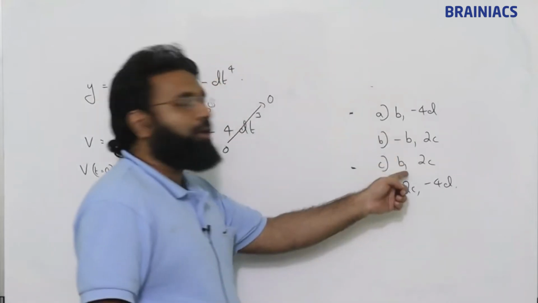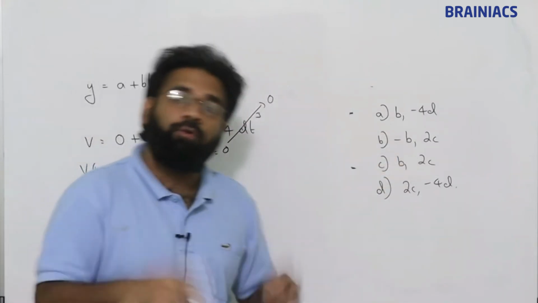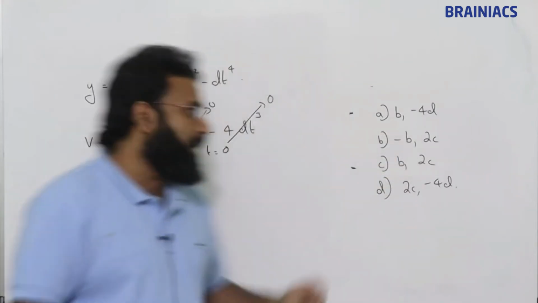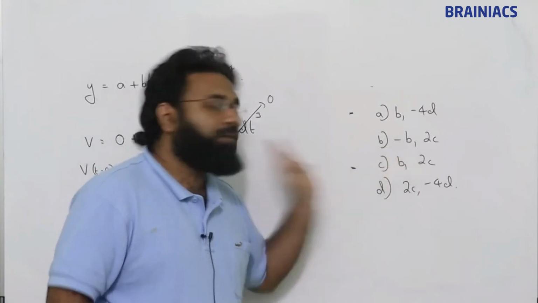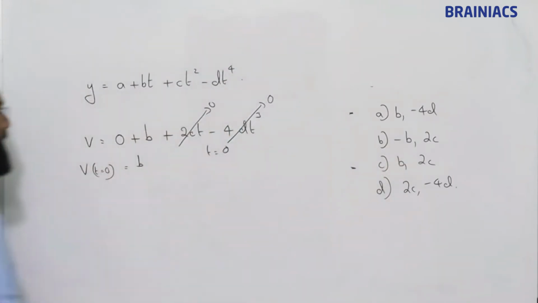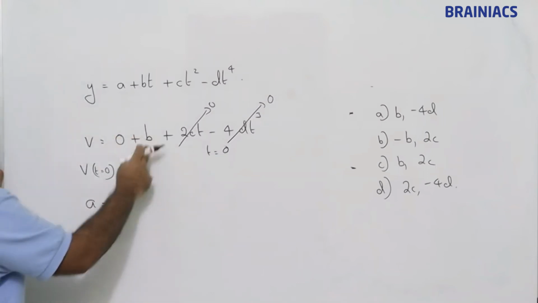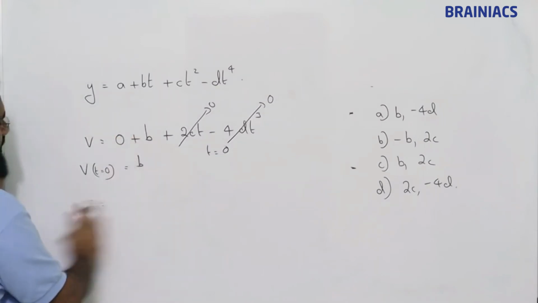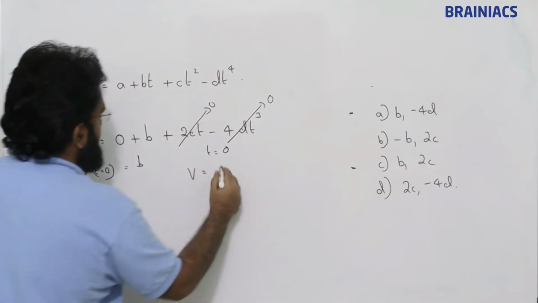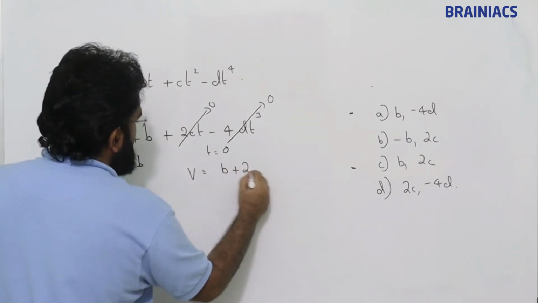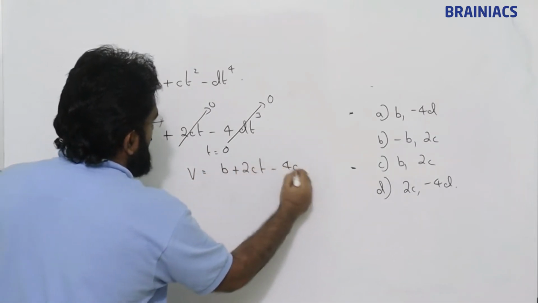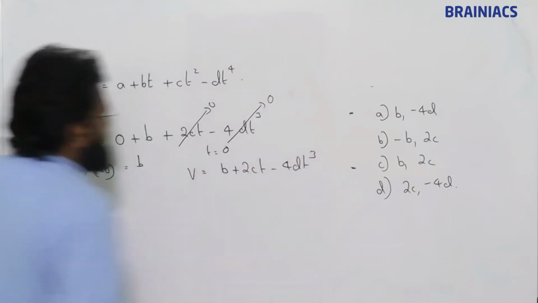If there is only one option, directly mark that answer and go to the next question in your exams. Here, even if you have different options, we need to try because we are studying. So what is acceleration? Differentiation of velocity. V is equal to b plus 2ct minus 4dt cube.